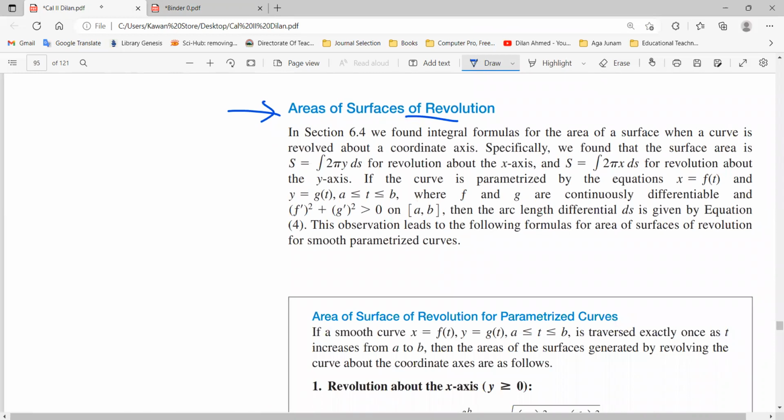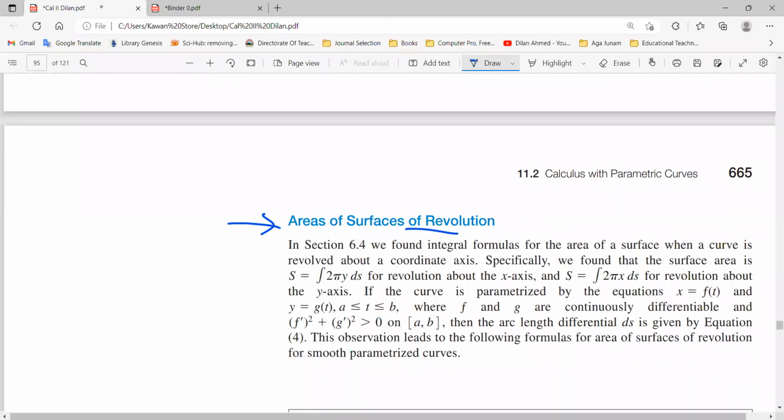The second thing is what? After the length, we say what? Area. Area of surface, by finding it by revolution. What do you mean by revolution? What's a revolution? What does revolution mean? Oh, yes, revolution means rounding, as Farah said.